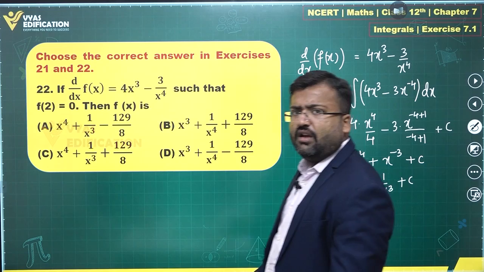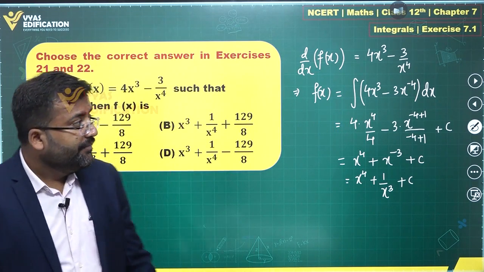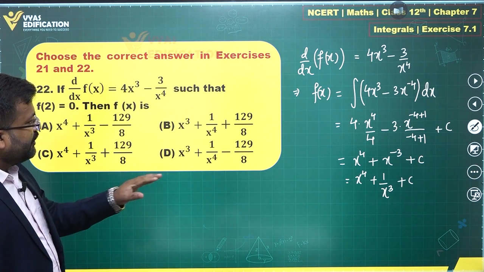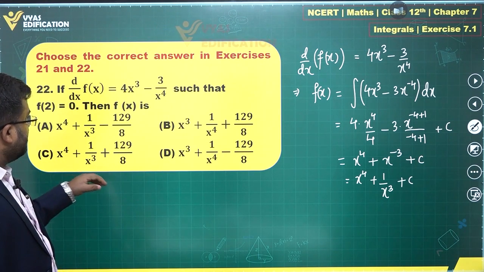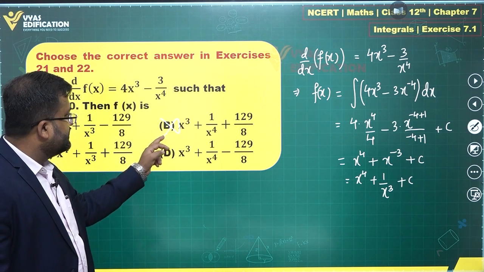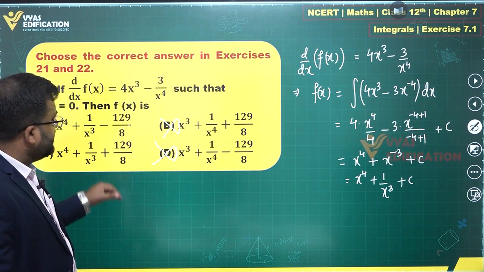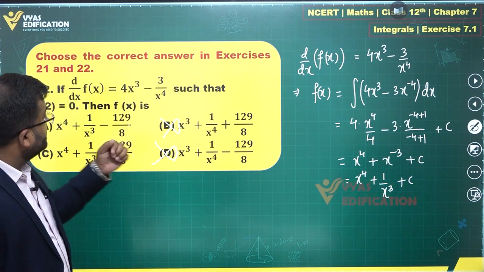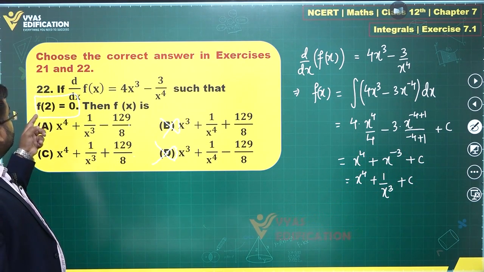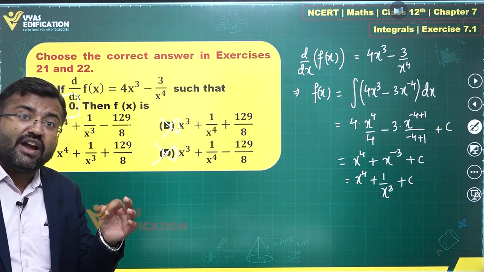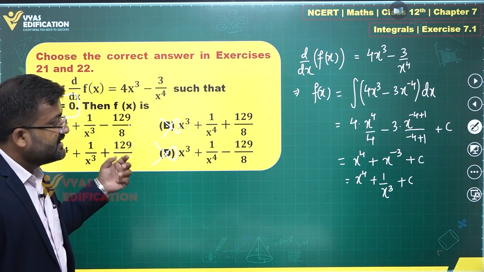Okay. What next? So we have found the particular form in which the integral will be obtained. X power 4 plus 1 upon x power 3, plus c. Yes, this or this. No, this is not correct. But either this or this. Now 129 upon 8 or minus 129 upon 8, which of these will be correct? There should be an extra condition. Yes, there is an extra condition for that. F2 is equal to 0. With that extra condition, you can find the constant of integration. So let's do that.